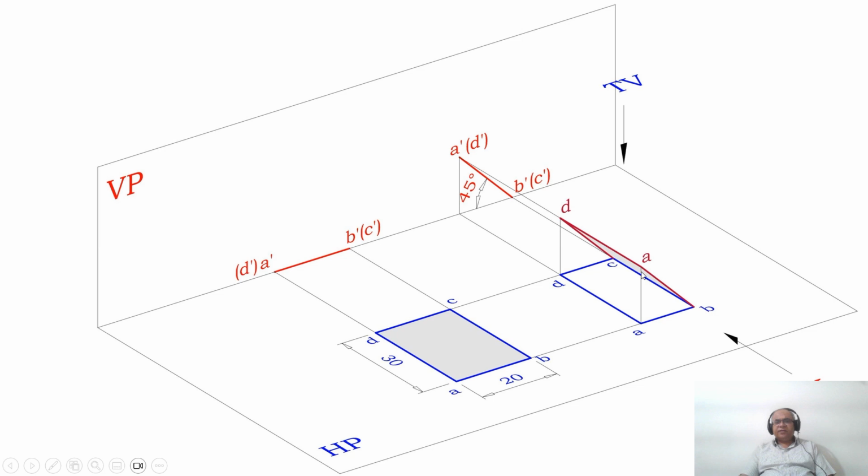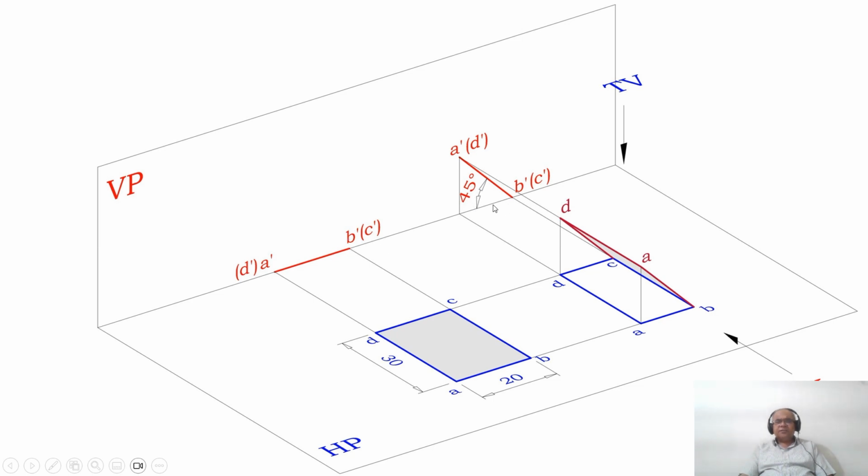How do I know that? We can see BC is resting on HP, A and D are above HP, such that this entire surface is rotating at an angle of 45 degrees to HP. Since it is rotating, the entire surface is rotated by an angle of 45 degrees to HP. So when you look from the front view, that inclination is seen in the vertical plane.